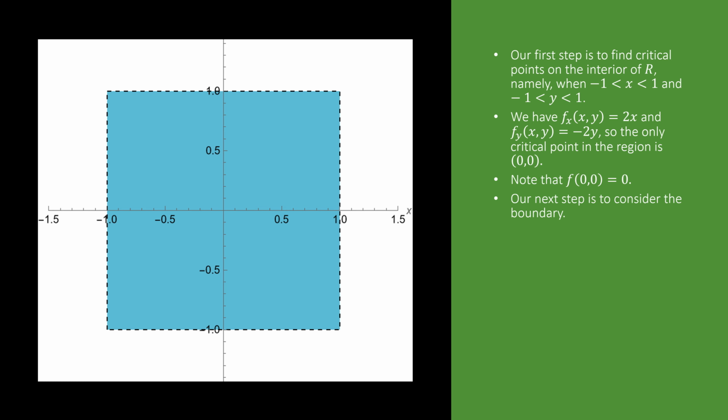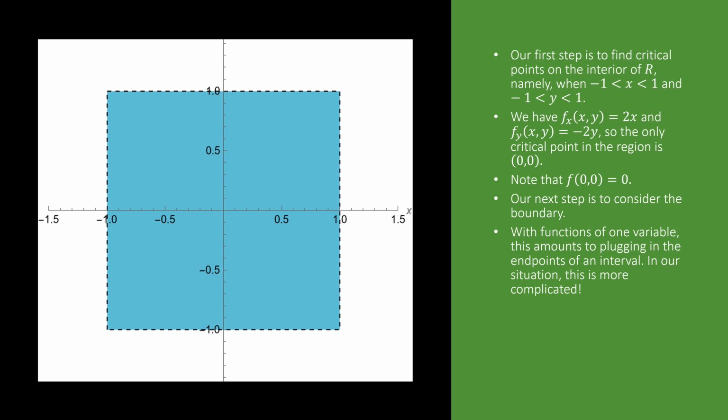And now our next step is going to be to consider what happens on our boundary. As I said, with functions of one variable, that just meant we plugged in the endpoints of the interval and looked at which was the biggest and which was the smallest. But we can't do that in this case, because our boundary consists of 4 line segments, and each line segment has infinitely many points. So we can't just plug them all in. So you have to be a little bit more careful here.